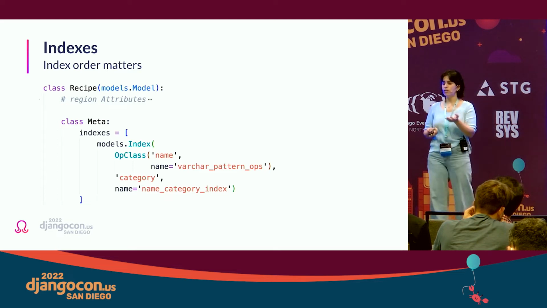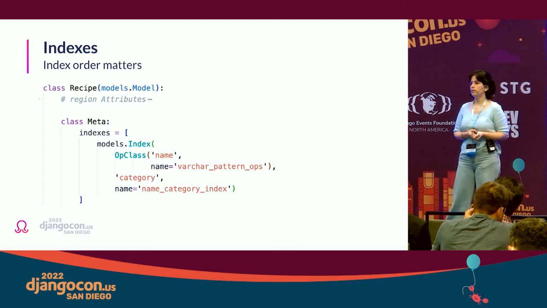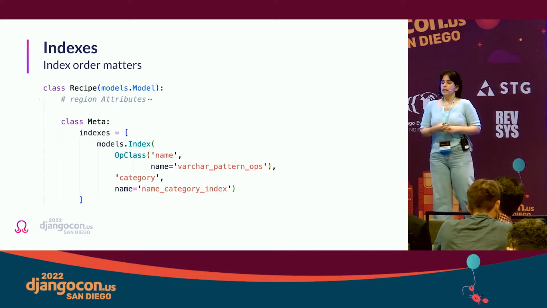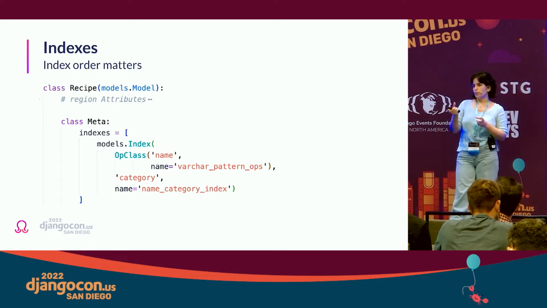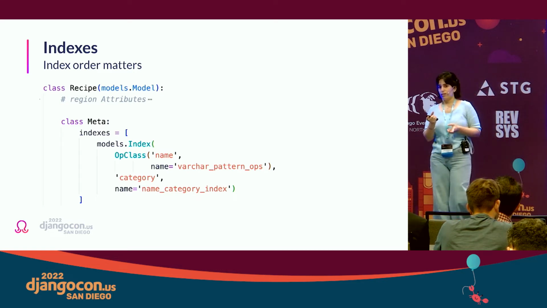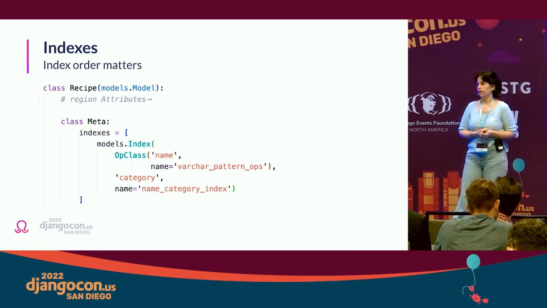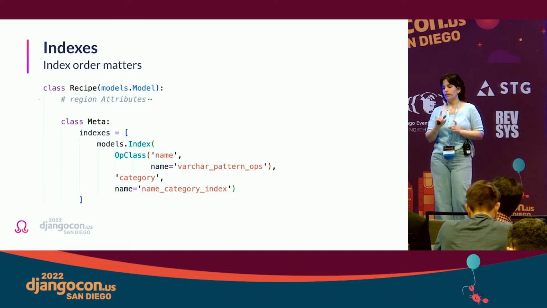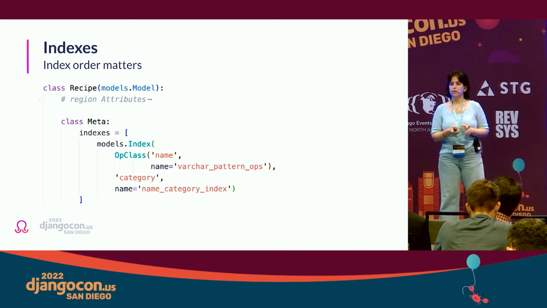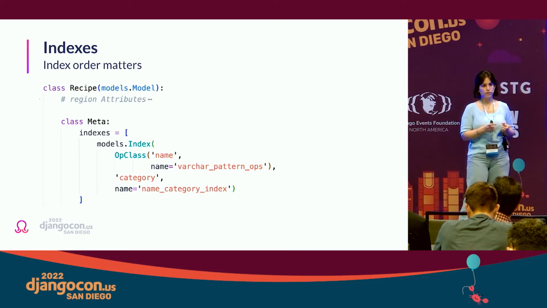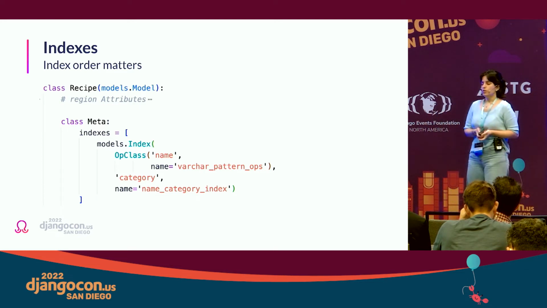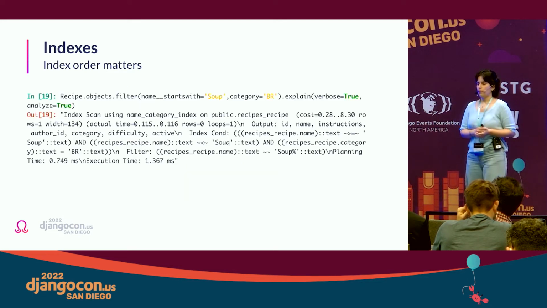So in order to do that, I decide to create this index that has the name and the category. Since the startswith operation is performed with a LIKE operator in Postgres, that is the database that I'm using, I need to define the op class for the name and say that the name is varchar_pattern_ops, and that's the only way that Postgres is going to be able to perform LIKE operations with the index. So let's see how the query performs.